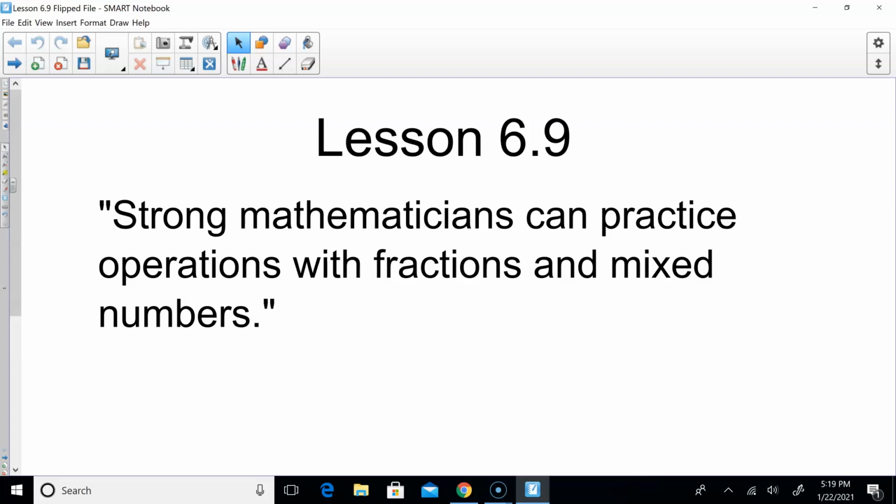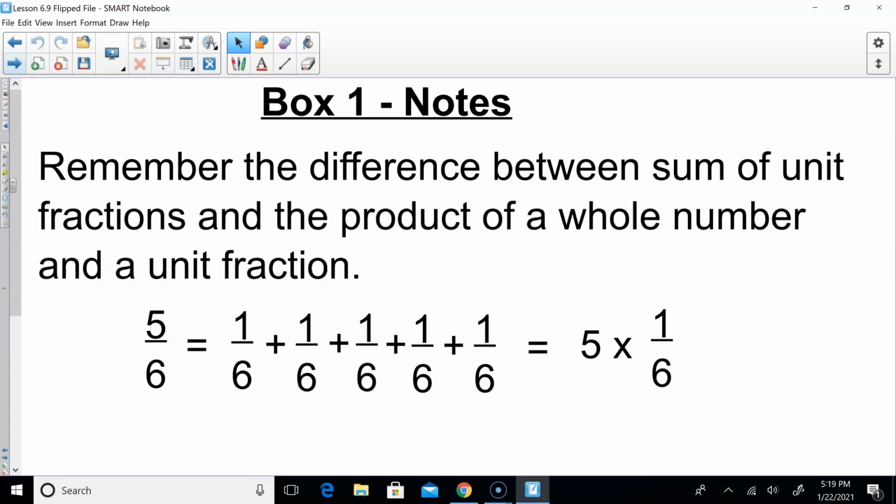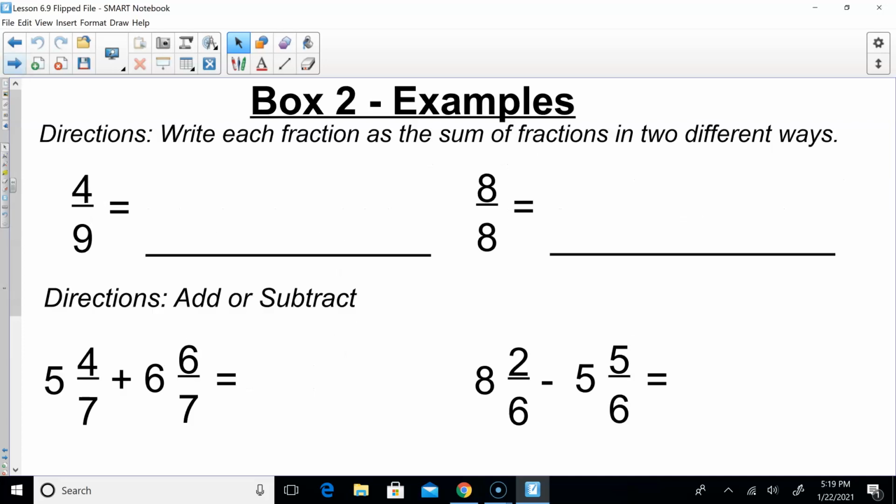Your notebook, your name, your pencil, the lesson, the date, draw me a smiley face. Let's go for it. So box one notes, remember this is the huge things. As I said, this always seems to be the biggest struggle. Remember the difference between sum of unit fractions and the product of unit fractions. So keep that in mind, which one's sum, which one is unit fractions.